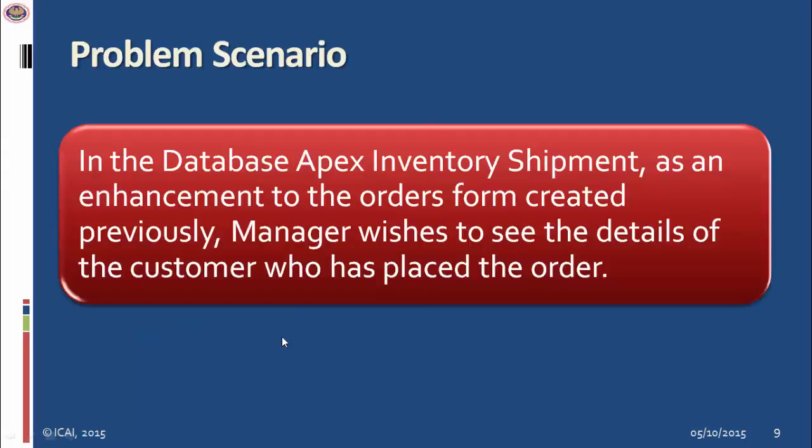The next case study is restructuring records using a condition. It's case study 2. Problem: in the database Apex inventory shipment, as an enhancement to the order form created previously, the manager wished to see the details of the customer who has placed the order.